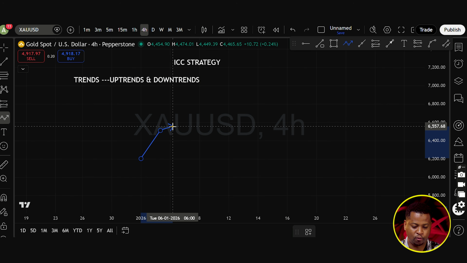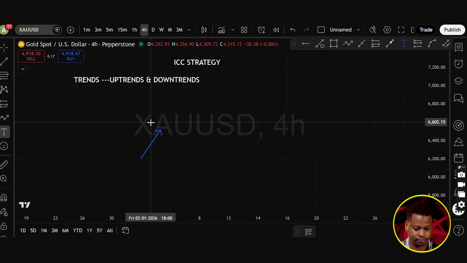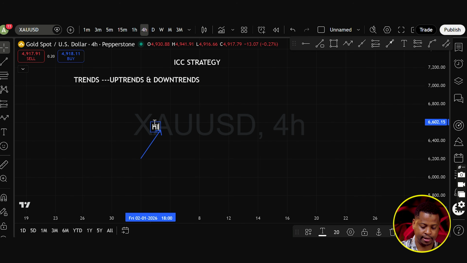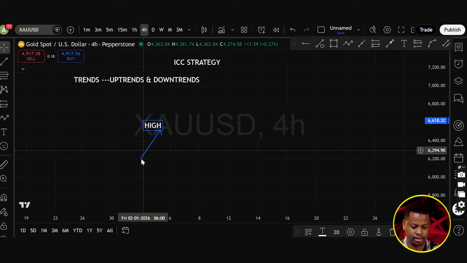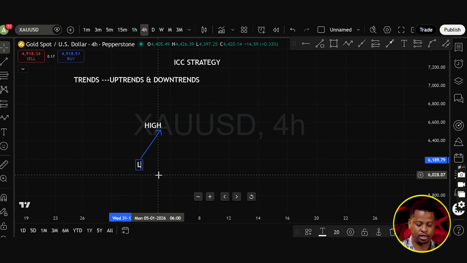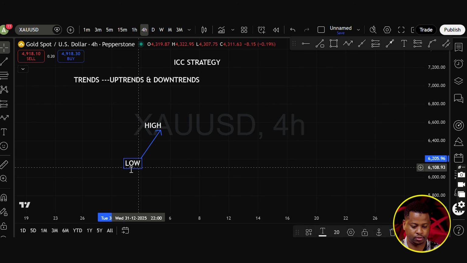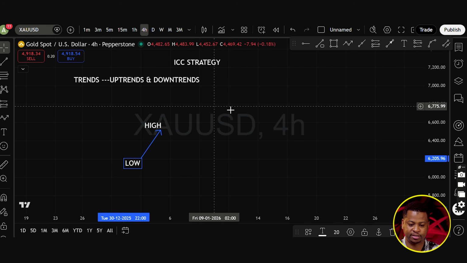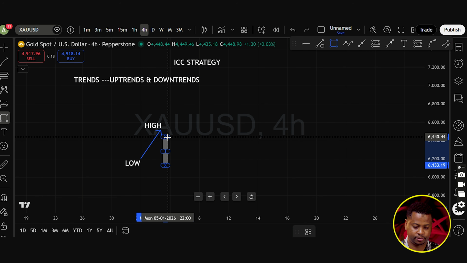So what we are getting right here is what we call a high. And this we can call a low. And this could actually be depicted by just one candle like this.